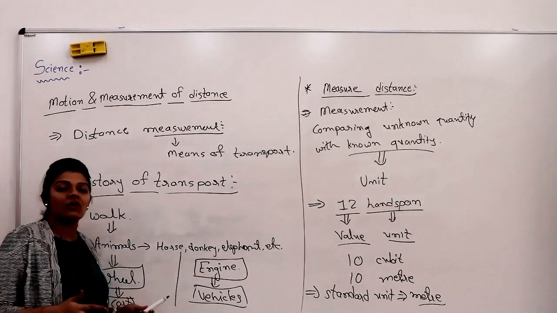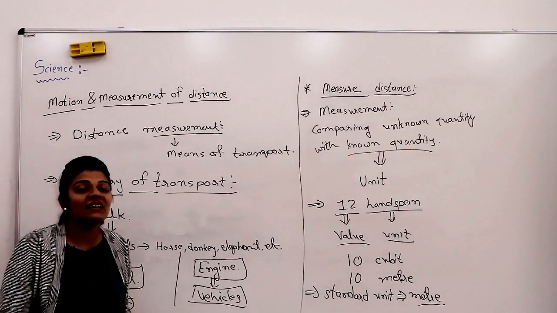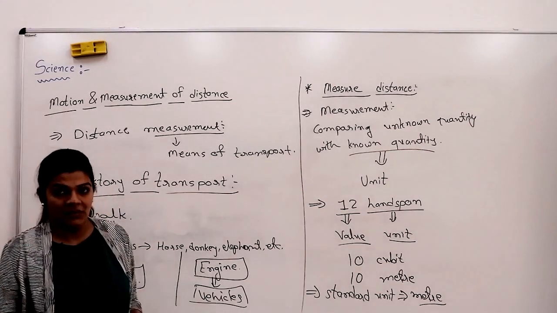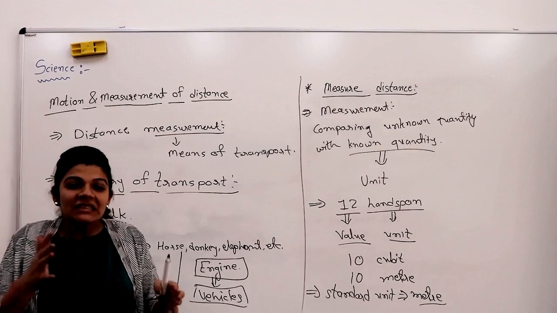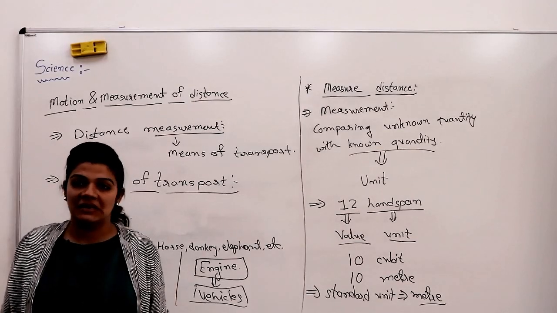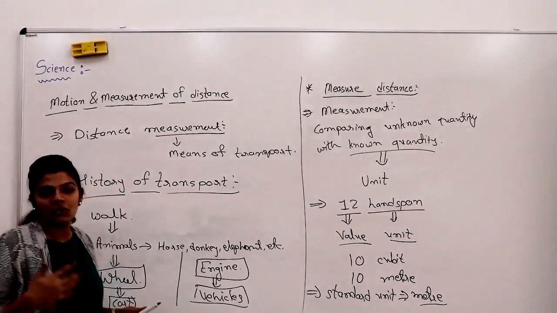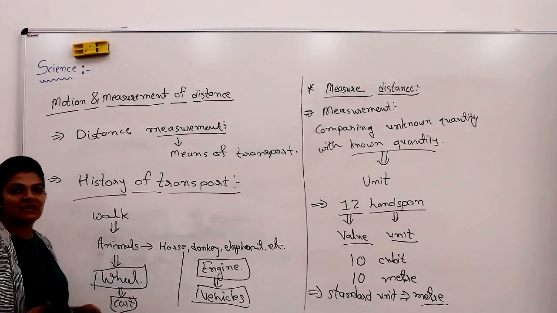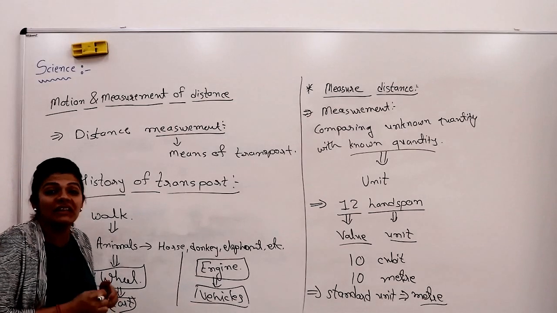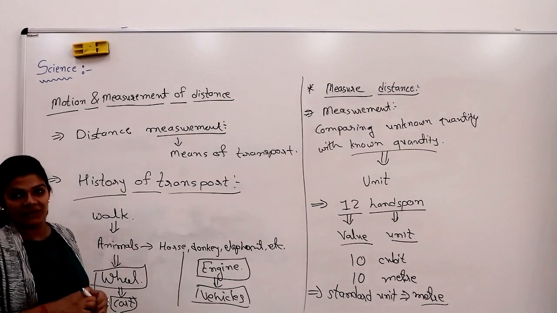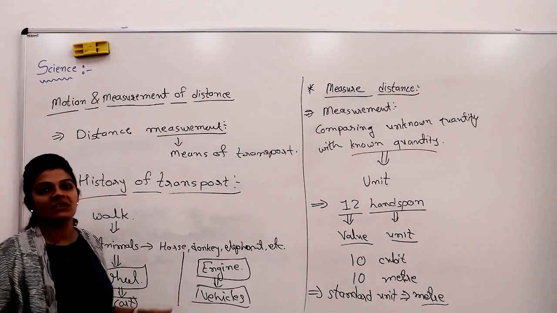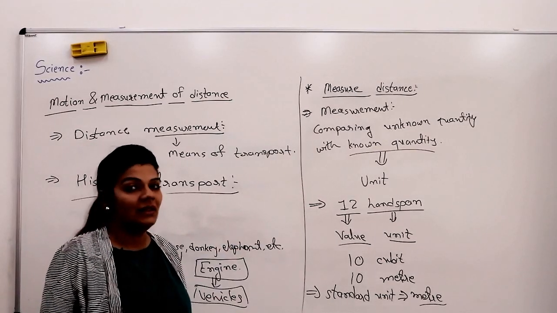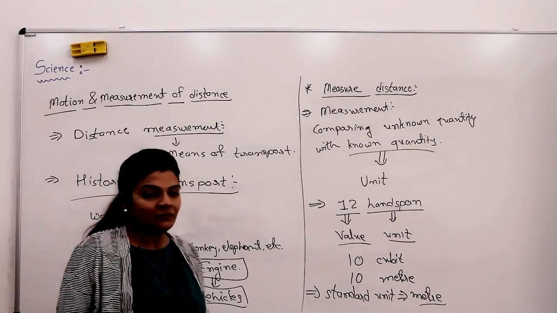Obviously it would be different because the length of handspans or footsteps is different for each and every person. So there won't be standardization in the measurement. For that standardization, or for that uniqueness in the measurement, we should follow the standard units like kilometer, meter, centimeter, millimeter in the measurement of length. Thank you.